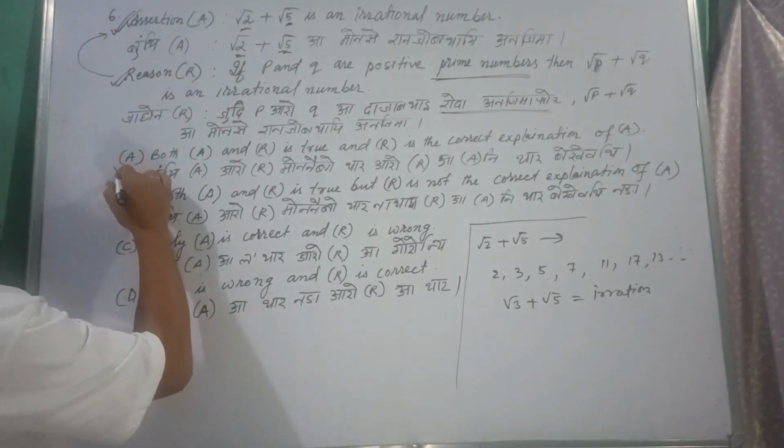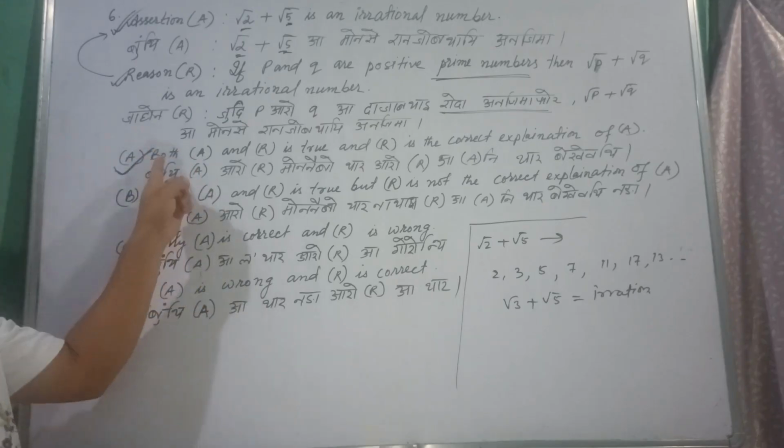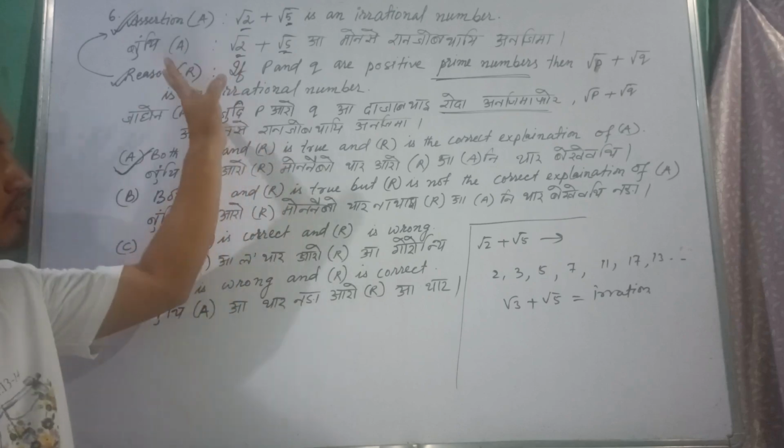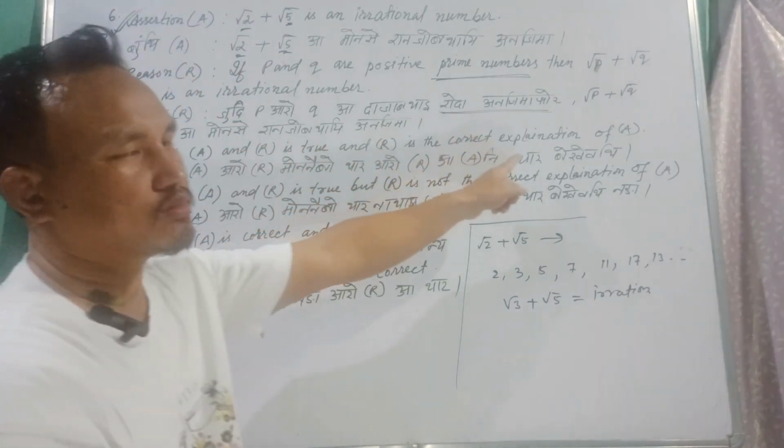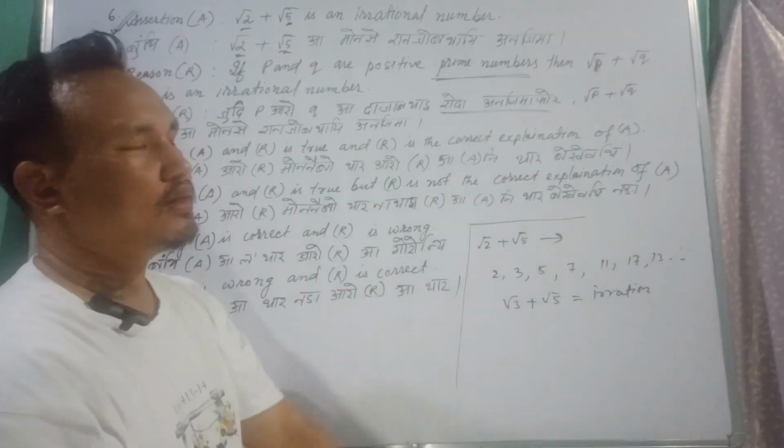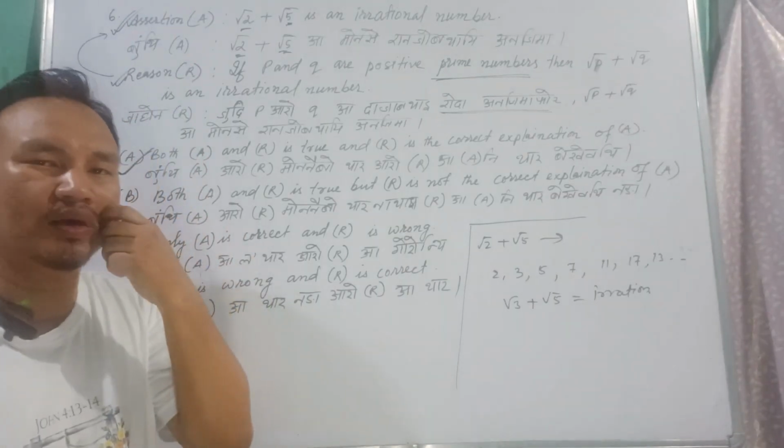So our correct answer is A. A is correct. Both are true and R is the correct explanation of A.